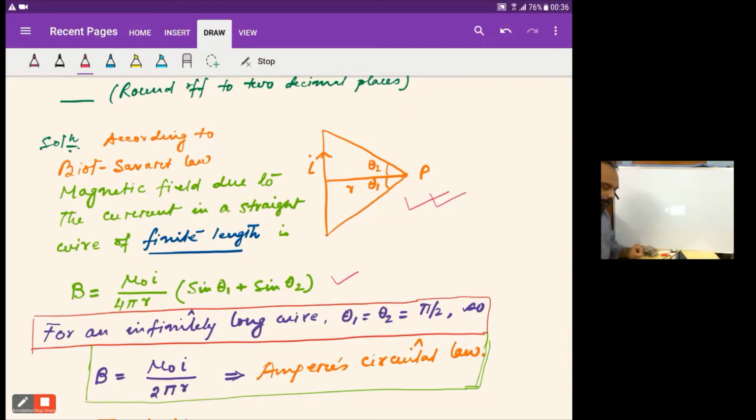This is easy to remember because for an infinitely long wire, theta 1 is equal to theta 2, equal to pi by 2. So B is equal to mu 0 I by 2 pi r. That is exactly what Ampere's circuital law gives us.